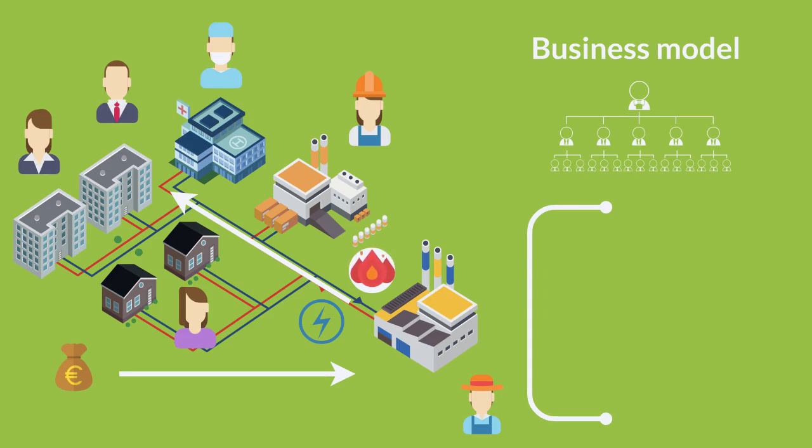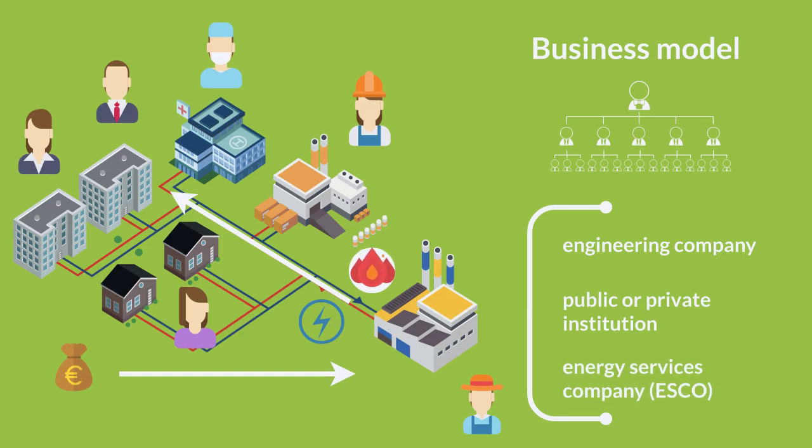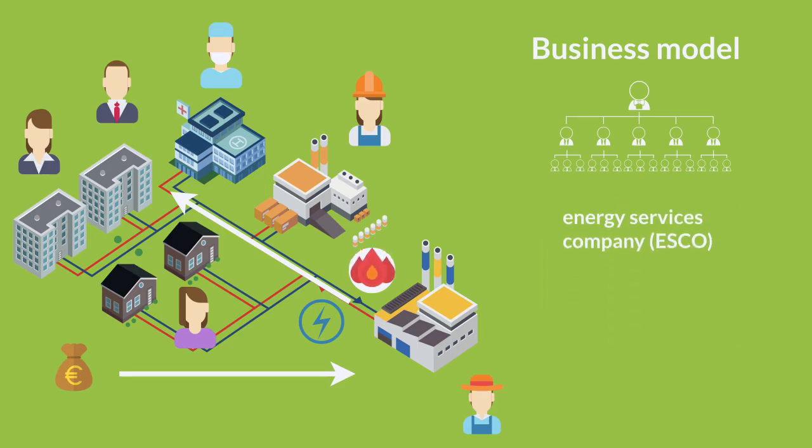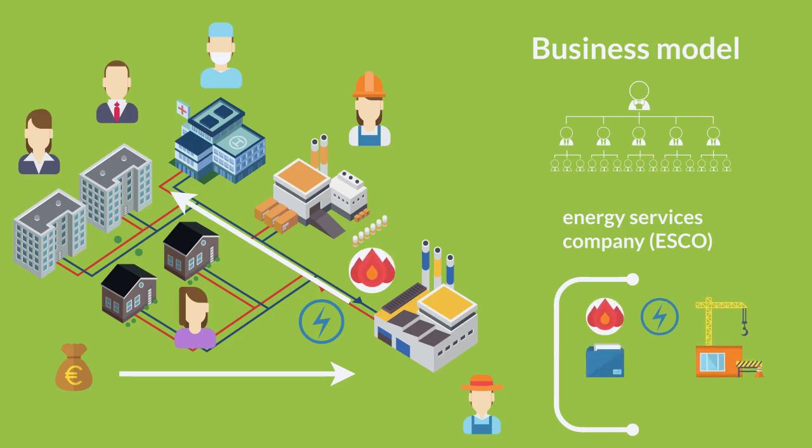For example, an engineering company that is commissioned to design and build the biomass facility. A public or private institution offering energy services. An energy services company. We will focus on the last example as the most interesting for learning purposes. An ESCO is a company that offers energy services, which may include implementing energy projects. Therefore, ESCOs accept some degree of risk and receive their payment based on the services delivered.